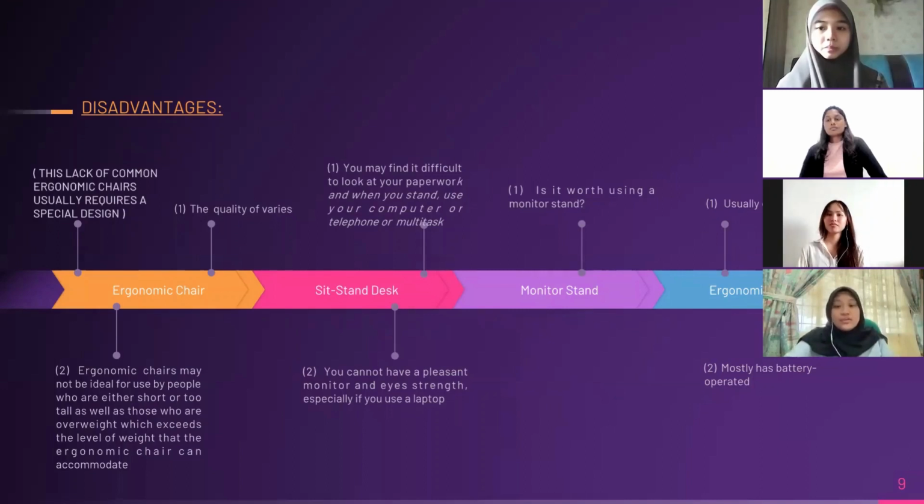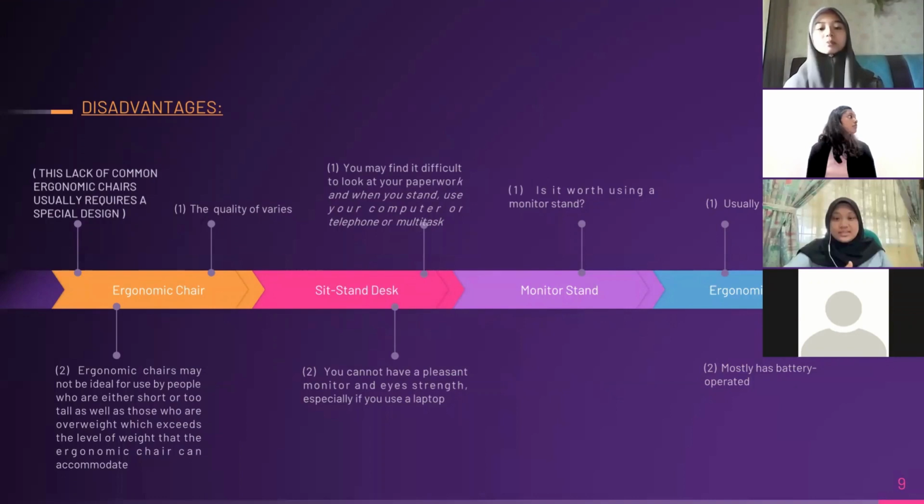Okay, next we go to the disadvantages. First of all, we have the ergonomic chairs. The lack of common ergonomic chairs usually requires a special design. We go to the first point, which is the quality of the various chairs. Employees who end up using low quality or badly constructed ergonomic chairs suffer an elevated risk of damage such as back pain.